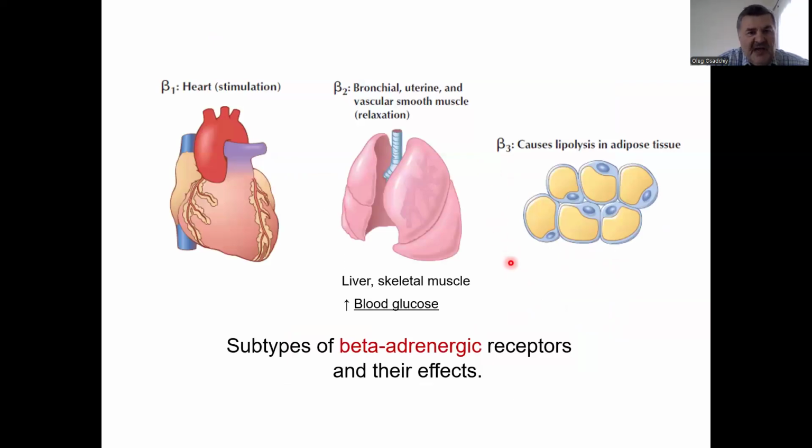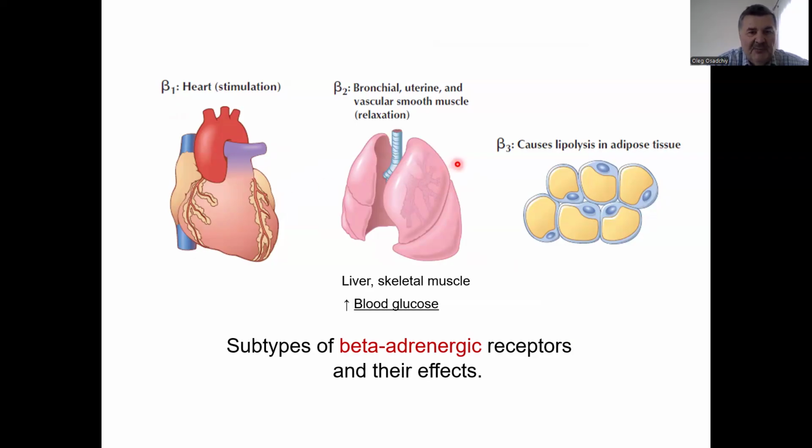Beta adrenergic receptors are subdivided into three subtypes: beta 1, beta 2, and beta 3. These subtypes have different localization in our body, and they mediate different effects. The beta 1 receptors are mostly concentrated in the heart, and they mediate cardiostimulatory effects of catecholamines, such as increase in heart rate and increase in cardiac contractility.